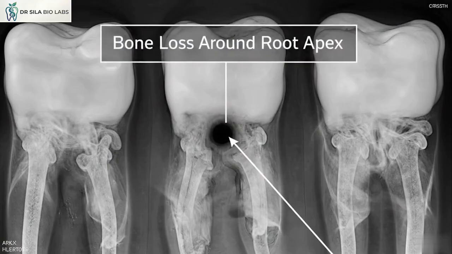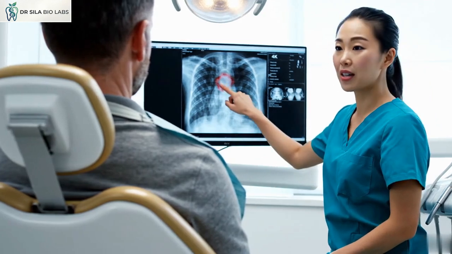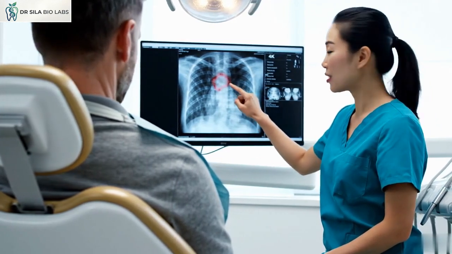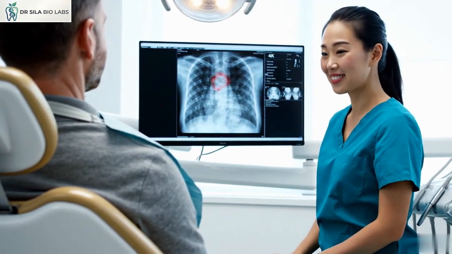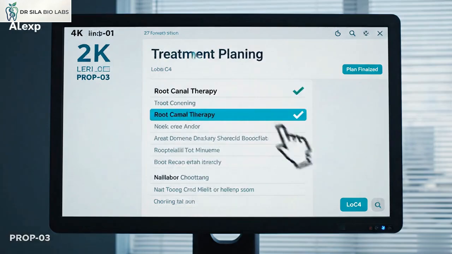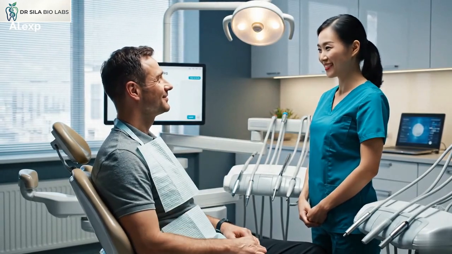The radiograph also reveals the shape and length of the roots, helping the dentist understand the anatomy of the root canal system. By combining the clinical findings with radiographic evidence, the source of the infection can be accurately identified. In many cases, root canal treatment offers an opportunity to remove the infection, preserve the natural tooth, and allow the surrounding tissues to heal. Proper treatment planning is a critical step in achieving a successful outcome.